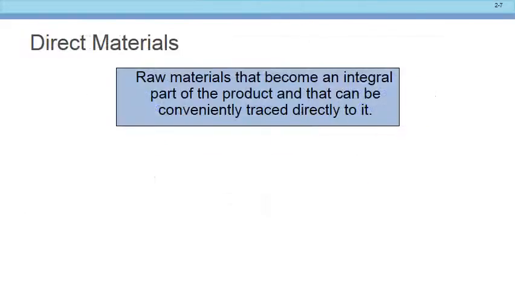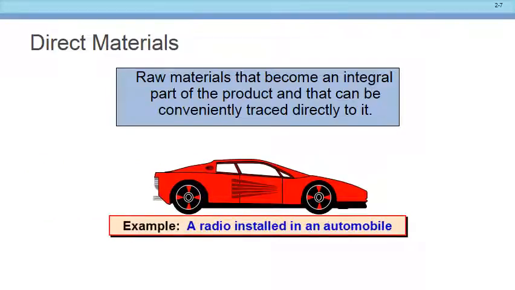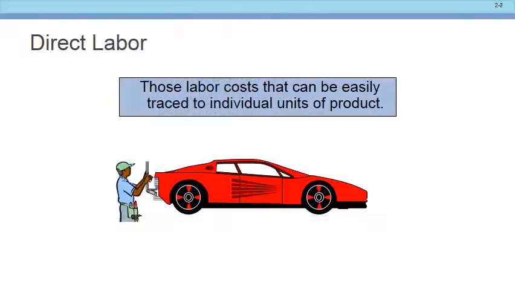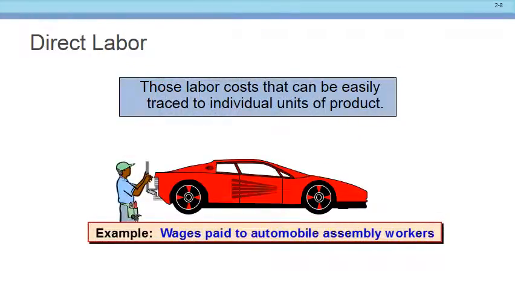All right. They start to give us some examples, okay? A radio that's installed in this automobile is going to be a direct cost because you can trace each radio to each vehicle, can't you? Okay? You take wages paid to someone who works directly on the assembly line. See how he's working on this one car? So we can trace the amount of time he spends there, right? And so that's going to be our direct labor.